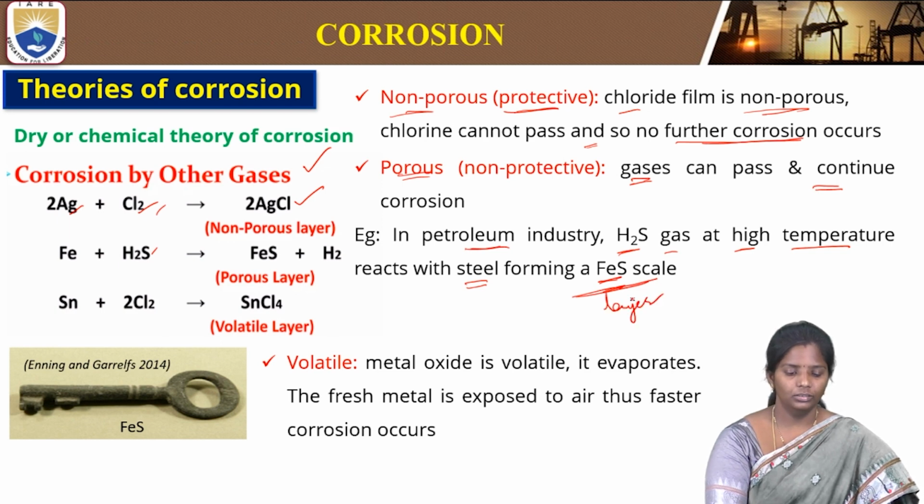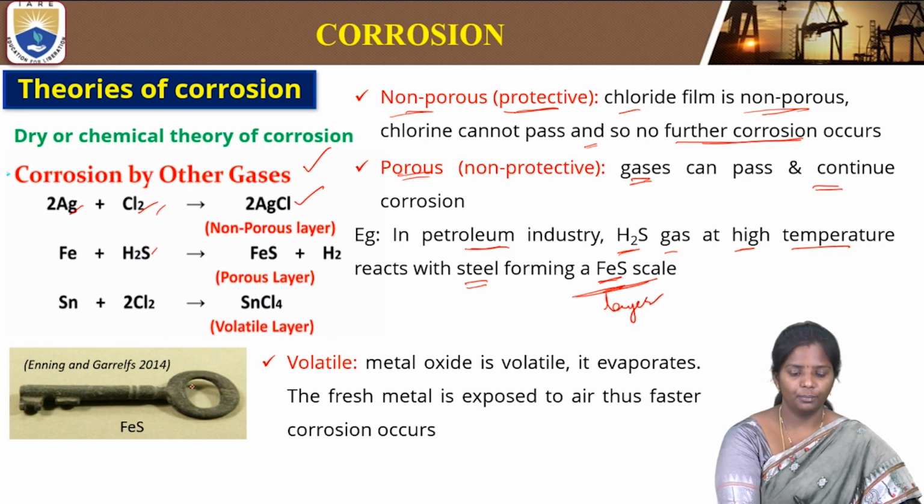See, for example, here it is forming an iron sulfide layer. The black deposition is nothing but the iron sulfide layer.